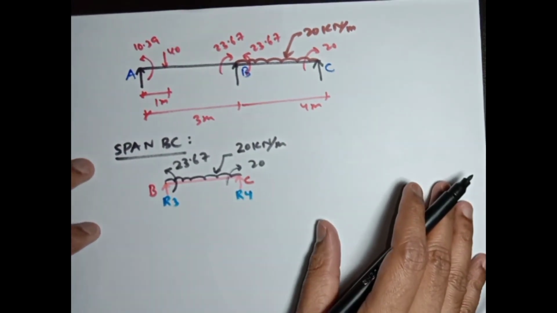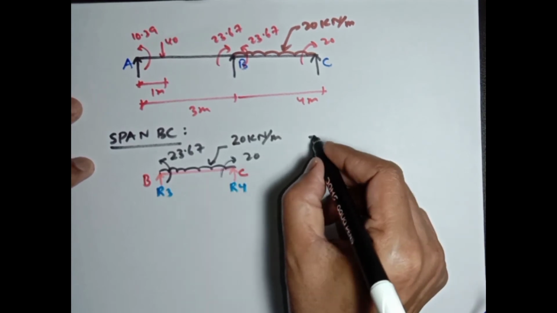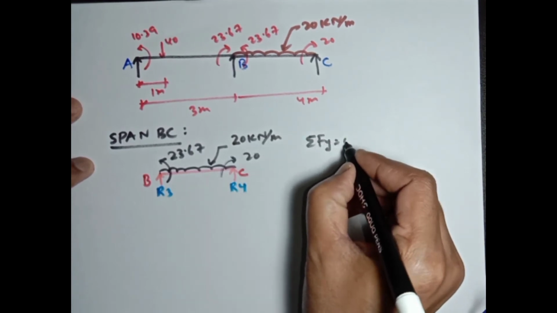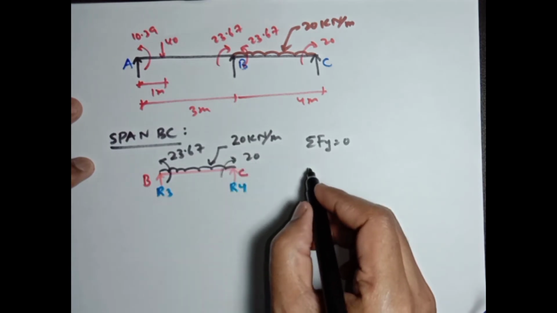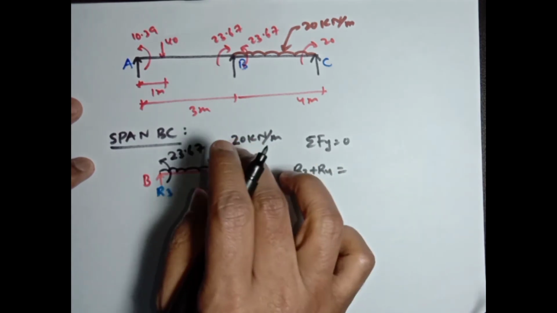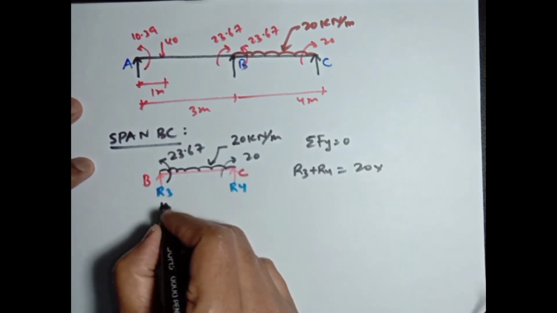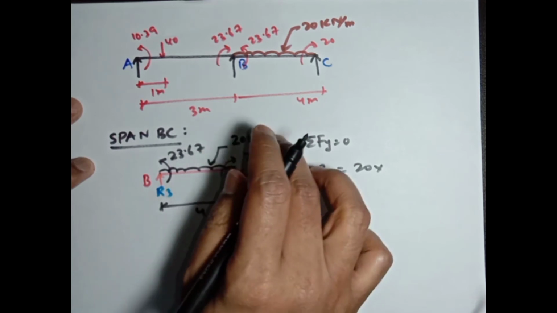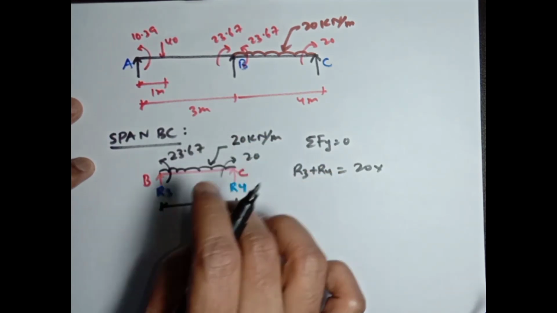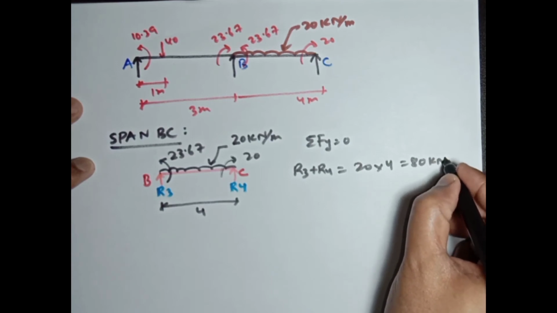Now as per the equilibrium for vertical load, sum of the vertical load will be 0. So here R3 plus R4 will be equal to 20 multiplying with this length, which is 4 meter. This is per meter length. Multiplying with 4 will give the total load. It will be 80 kilonewton.